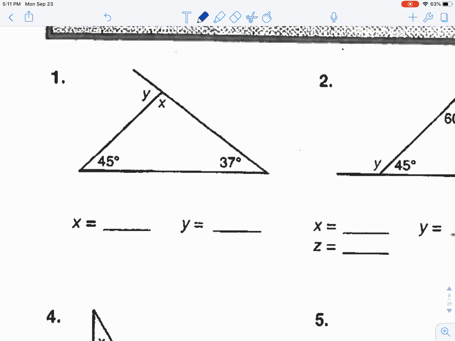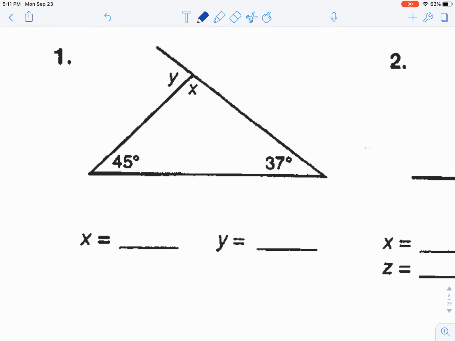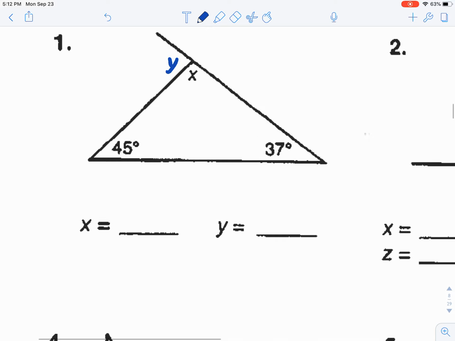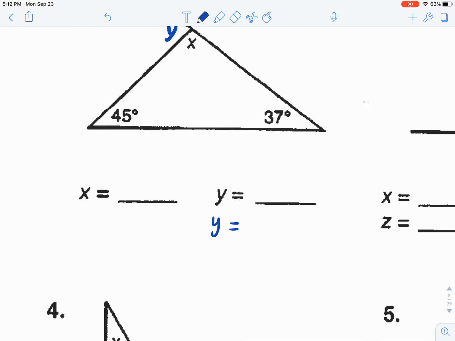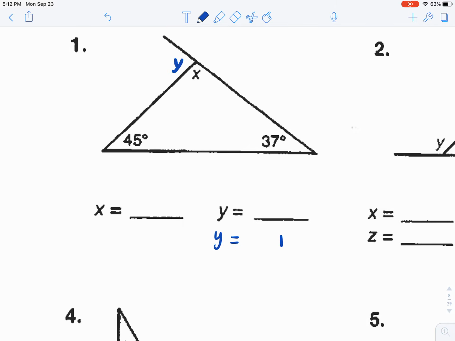Well, here we have our first problem. We have this triangle, and we're asked to find x and y. We're going to find y first, because y is an exterior angle. And we're told that y, that exterior angle, equals the sum of our remote angles. So that means the angles that it's not adjacent to. It's adjacent to x. We're going to use the other two angles, 45 and 37.